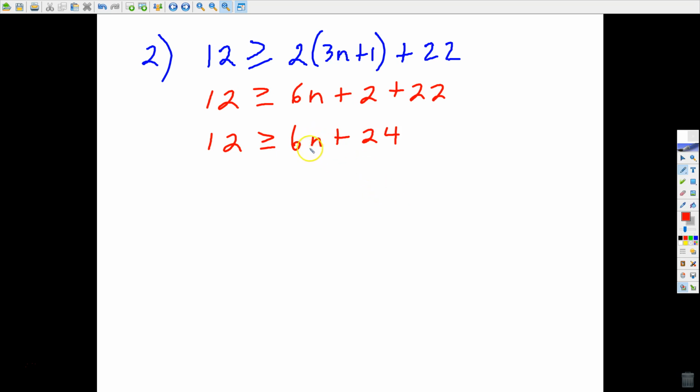Okay, and I've got two operations being performed on n. I've got multiplication and addition. So remember from last night, we do PEMDAS in reverse. We will undo addition first. So I'm going to subtract 24 from both sides. Now I undo multiplication either with division or multiplying by the inverse.